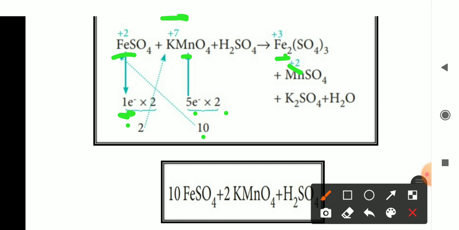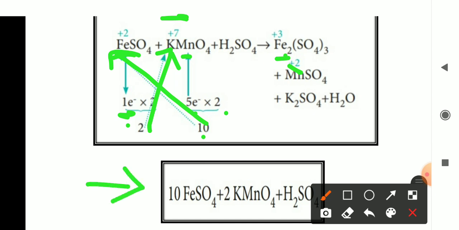Now this 10 you have to multiply with the first component, whereas this 2 you have to multiply with the second component. This is called criss-cross multiplication. After doing this multiplication, the answer is 10 FeSO4 plus 2 KMnO4 plus H2SO4. Okay, so this is called criss-cross multiplication, step number 2. With this, step number 2 is over.